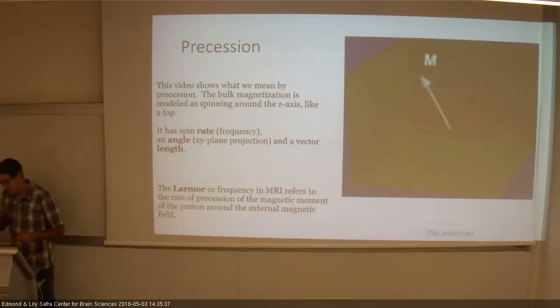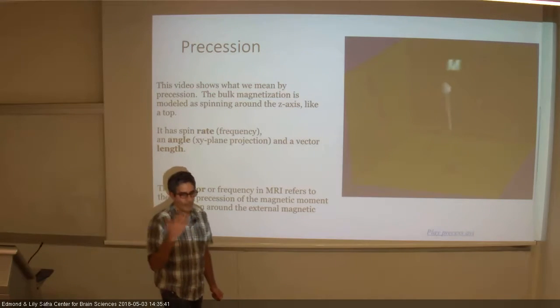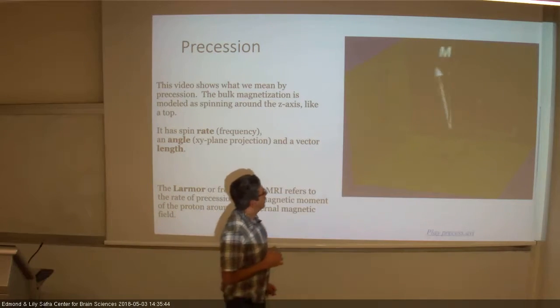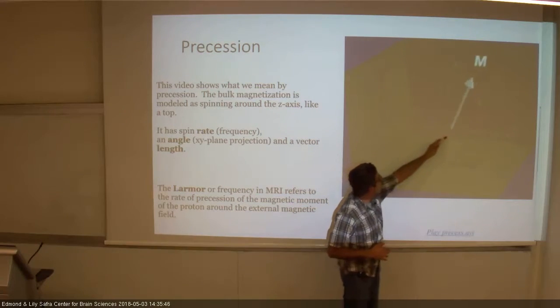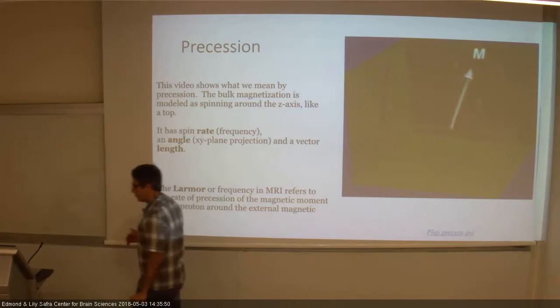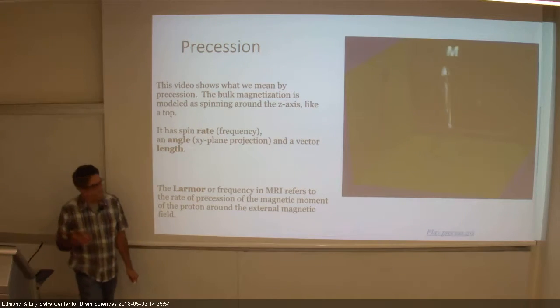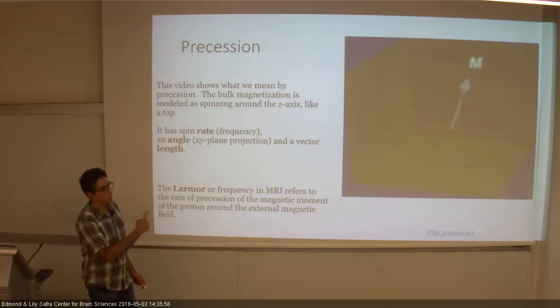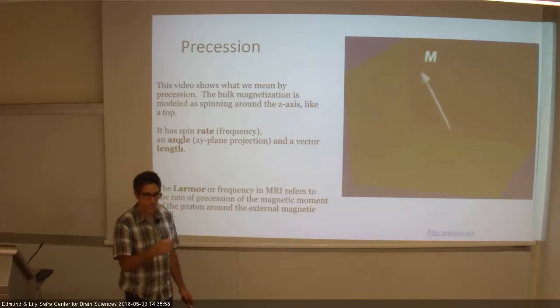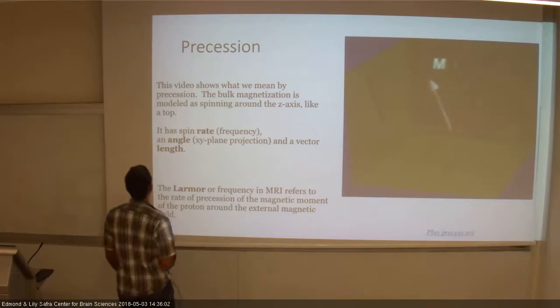So here is the video of this magnetic moment precessing along the magnetic field. You see there is a little bit of projection toward the other plane. It's a vector, it has a size. There is a rate of precession. This is the Larmor frequency.